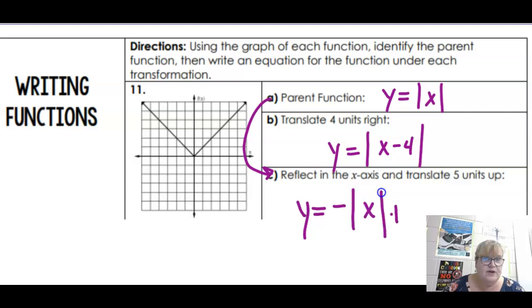And then up 5 would be this. If we had done it to this, it would be the same. We'd put the negative and then the plus 5 on the back. But I'm doing part C as a separate problem.